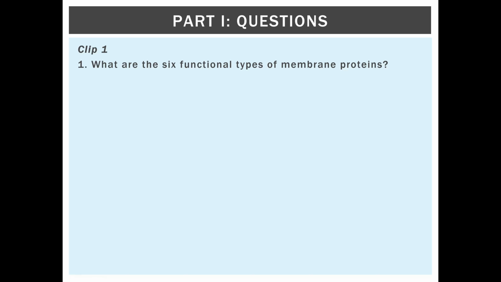So again, that clip was showing a white blood cell moving through the bloodstream, and we were able to see some of the proteins that were sticking off of the surface. So the first question is, what are the 6 functional types of membrane proteins?